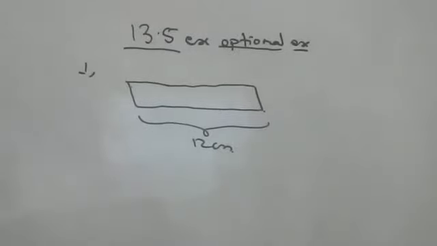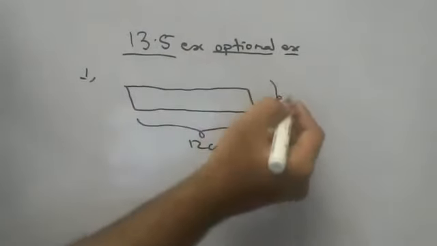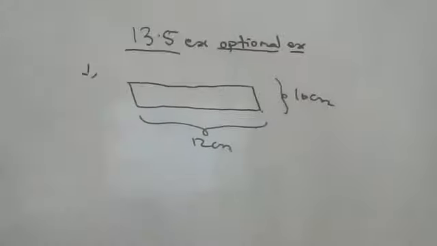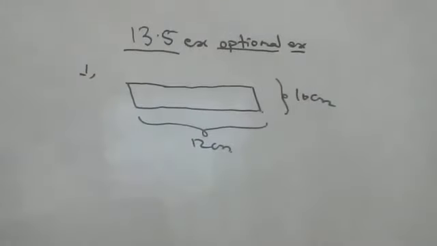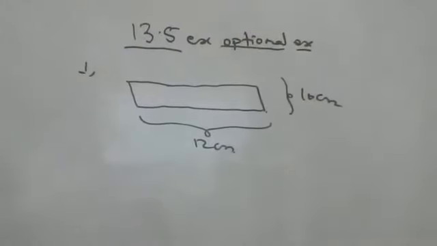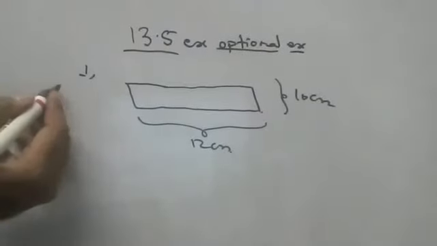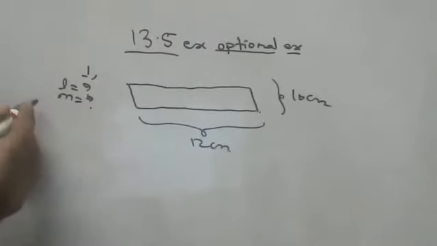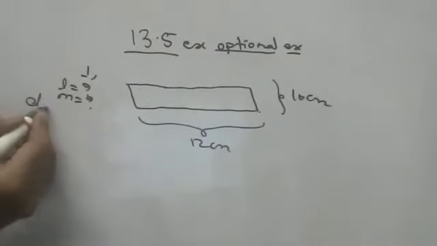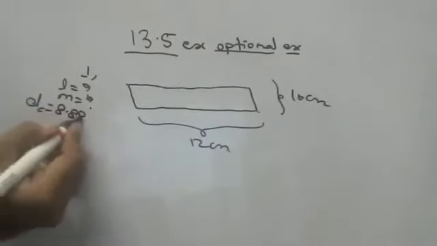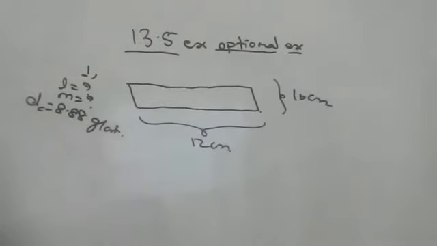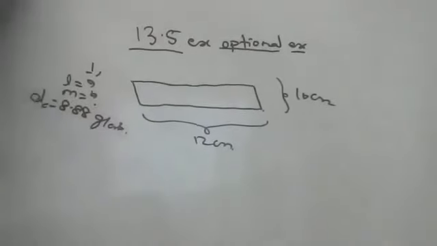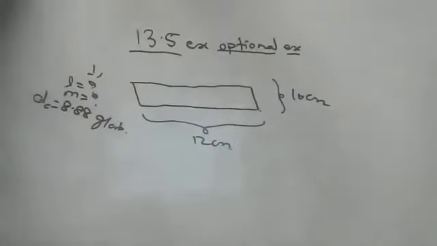And the diameter is 10 centimeters. Around this, a copper wire is wound. Find the length of the wire and the mass of the wire, if the density of copper is given as 8.88 gram per cubic centimeter. This is the question.